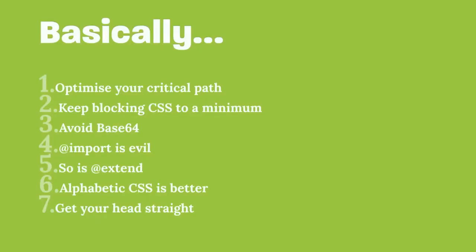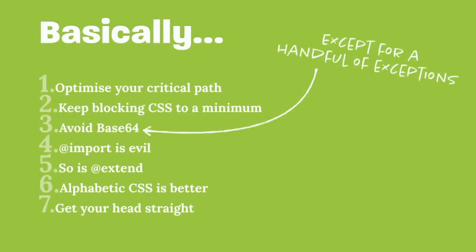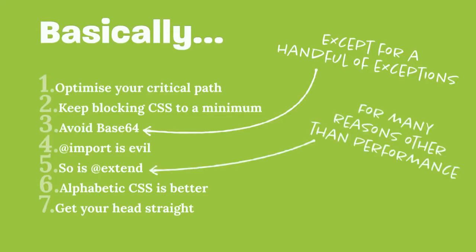So we're going to try and wrap up a 103 slide talk in one slide. Basically, optimize your critical path, right? Make sure it's not too heavy, make sure there are no redirects in the way. Keep blocking CSS to a minimum, avoid base64 except for a tiny handful of exceptions. Take a picture of this in a second when all the notes are on there, because it'll probably make a bit more sense.